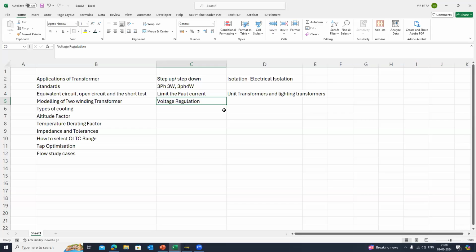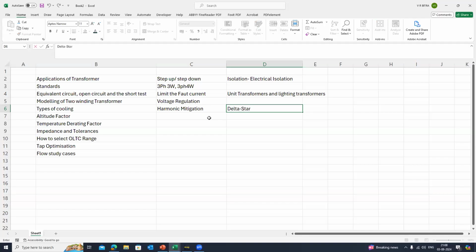Anything else? To step up, step down the voltage, isolation, converting three-phase three-wire to three-phase four-wire, limit the short circuit current. Anything else? Harmonic mitigation. So basically to suppress a few harmonics, not all the harmonics, but the balanced third harmonics and the multiples of third order harmonics. If you go with a normal delta star transformer, it eliminates the third and the balanced third harmonics.